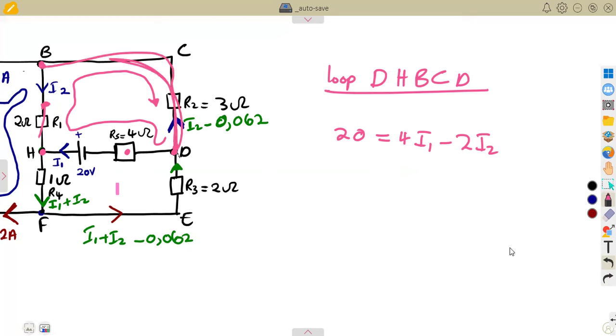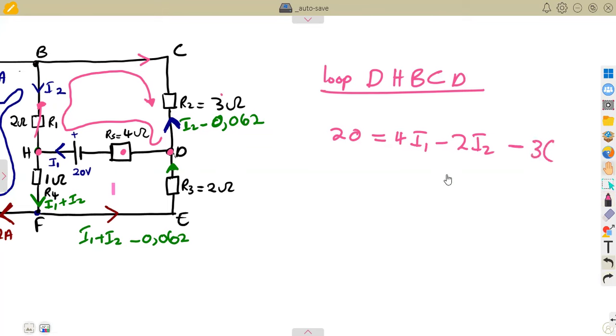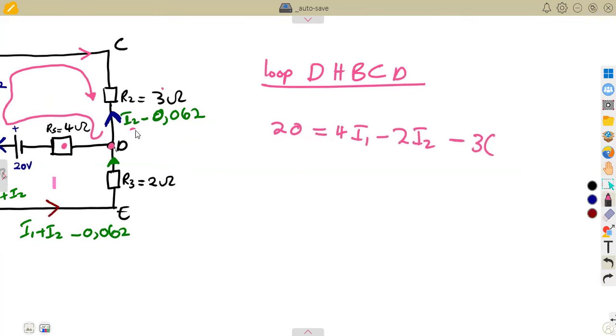Is the same current flowing there. But as we are moving from B to C to D, we are opposing the direction of the current. The current is moving from D to C to B. As we are moving from B to C to D, we are opposing. So that's a minus. So that's minus 3 times the current that you're given. Remember, in this branch, our current is I2 minus 0.062, just like that. We're done.